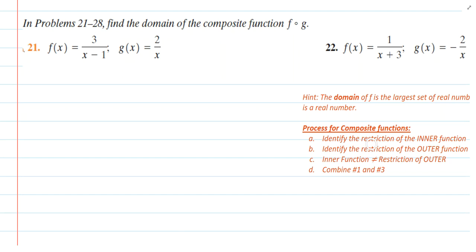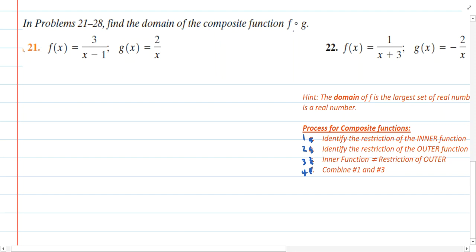So the first thing that we need to do is identify the restriction of the inner function. Then we need to identify the restriction of the outer function. We're going to write a simple equation that sets the inner function not equal to the restriction of the outer, because we don't want the result of our inner function to become a restriction of the outer function. And then we'll combine 1 and 3. So I should be labeling these 1, 2, 3, and 4. And so we'll combine our answers from part 1 and part 3. So let's go after it here.